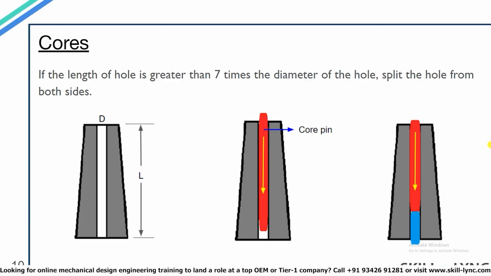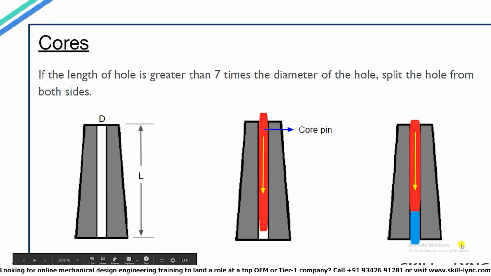To counteract, we split the hole in two parts. So some part of the hole is made using the cavity side and the rest of the hole is captured from the core side. So here in the first diagram, you can see the hole, and this is the core pin used for making that hole. And in the third diagram, you can see instead of making the hole using a single core pin, some part of it was captured from the cavity side.